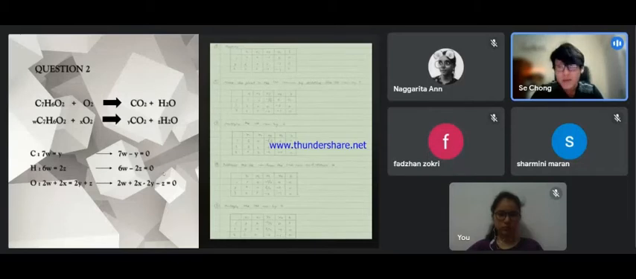Okay, and then we turn them into matrix form. Then we can see that the first row is 7, 0, negative 1, 0. The second row is 6, 0, 0, negative 2. And the third row is 2, 2, negative 2, negative 1.